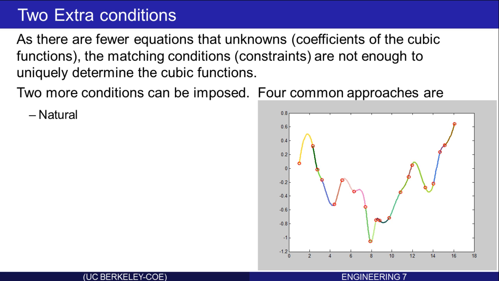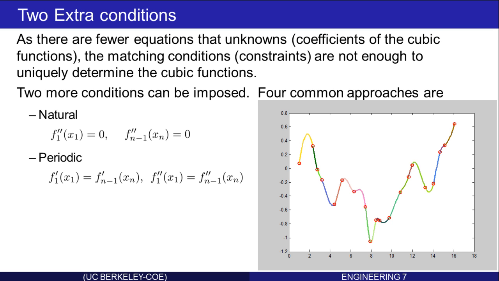There are 4 common approaches to this. One is called natural, and that one imposes that the second derivative at the left endpoint and the second derivative at the very rightmost endpoint should both be 0. That's one possible manner in which to impose 2 more conditions so that the system of equations can be uniquely solved for the coefficients. An alternate way is called periodic. This imposes that the slope at the left end equals the slope at the right end. That's the notion of periodicity.